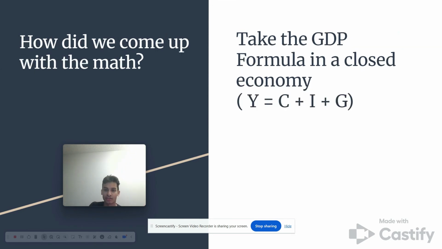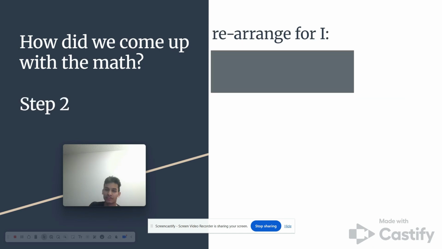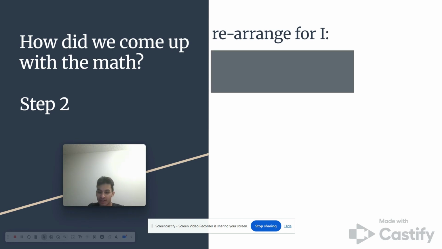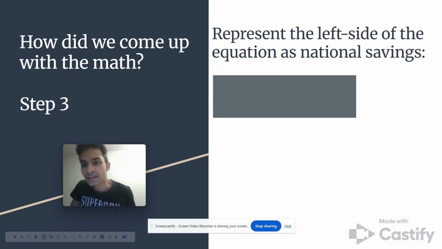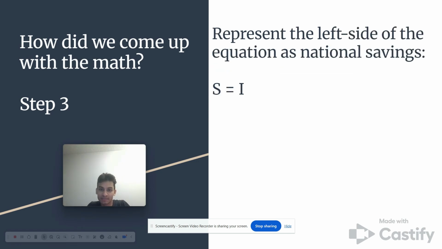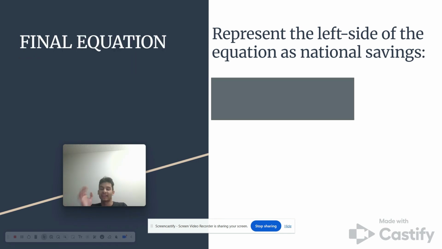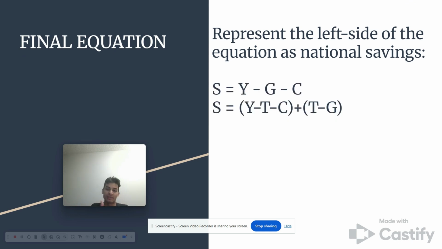Take the GDP in a closed economy, which is consumer spending plus investments plus government spending, and rearrange that for investments, which gets GDP minus consumer spending minus government spending. And then we take the left side of that as national savings, and say that national savings is going to be equal to investments, and so that's also going to be equal to Y minus G minus C.